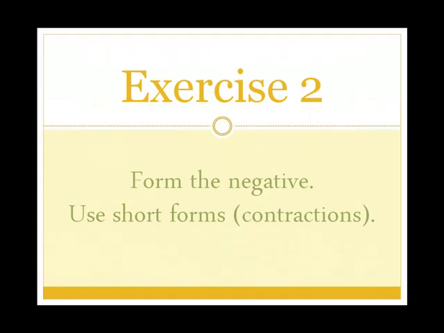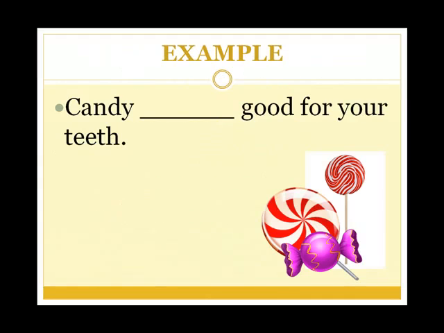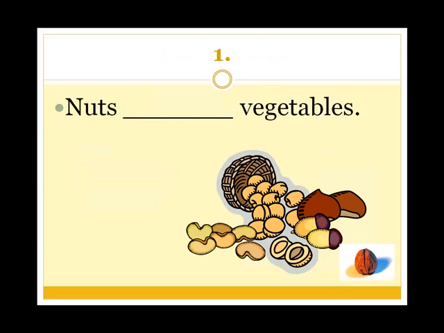Exercise 2. Form the negative of be. Use short forms or contractions. Example. Candy is the subject. It's a group of food, one group. We need the form is. Make it negative, is not. And the contraction, isn't. Candy isn't good for your teeth. 1. Answer. Nuts aren't vegetables.